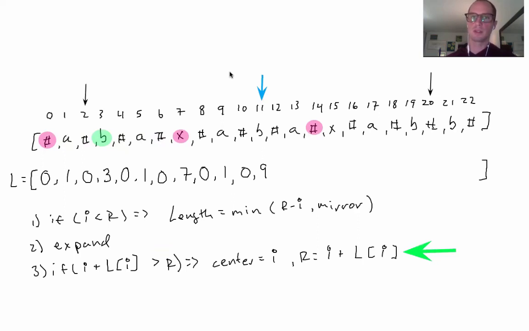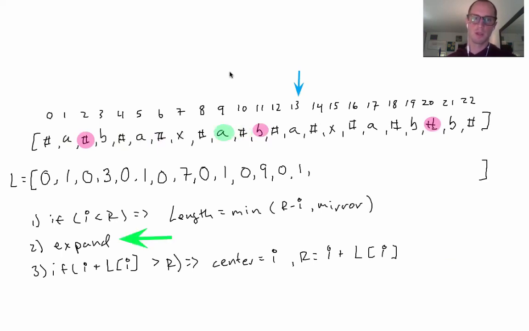We'll see if we can update the center. The current palindrome does expand beyond the right boundary. So we will update the right boundary and we'll update the center. So we'll move to index 12 and we'll use its mirror to update it. It's 0. We cannot expand farther and we will not update the center. So we'll move to index 13 and we'll use its mirror to update it. We'll try to expand beyond it. We can't. It doesn't expand beyond the right boundary, so we will not update it.